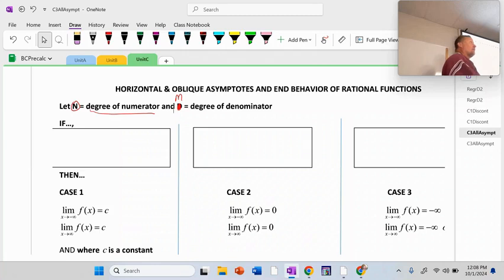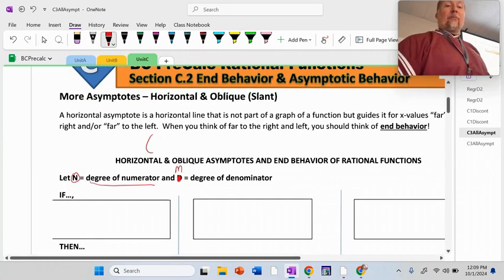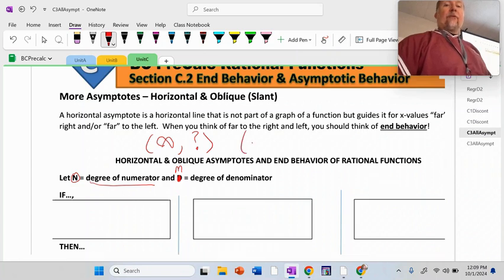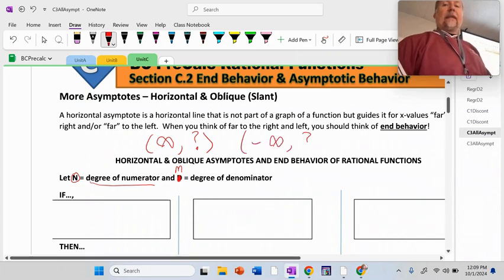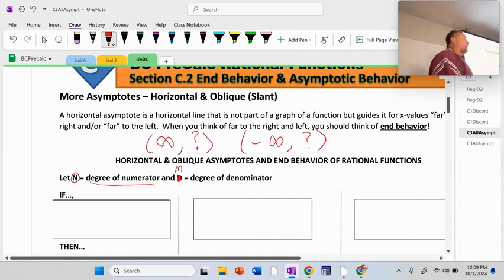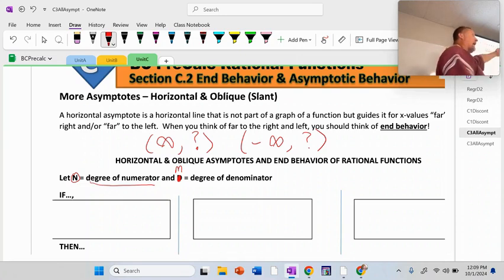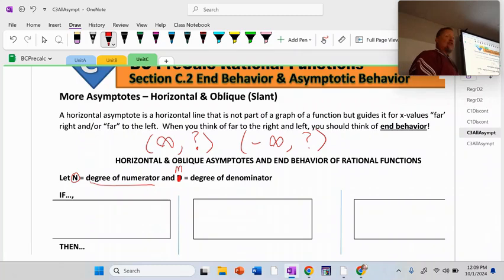By the way, input, output. This is in theory, if I could plug in infinity, what would I get as an output? Or if I plugged in negative infinity, what would I get as an output? That's what an end behavior asymptote answers. How is this going to end when I'm plugging in big numbers to the right and to the left on a graph?